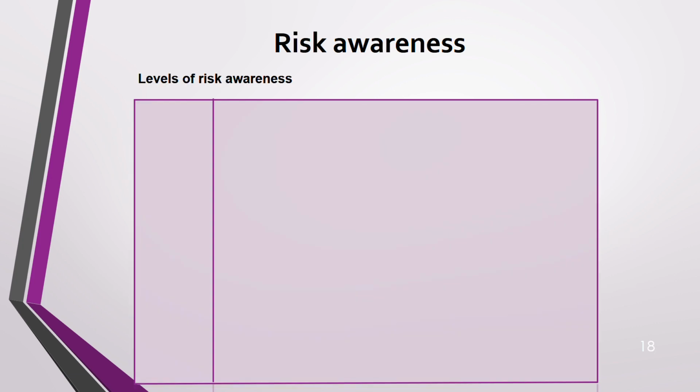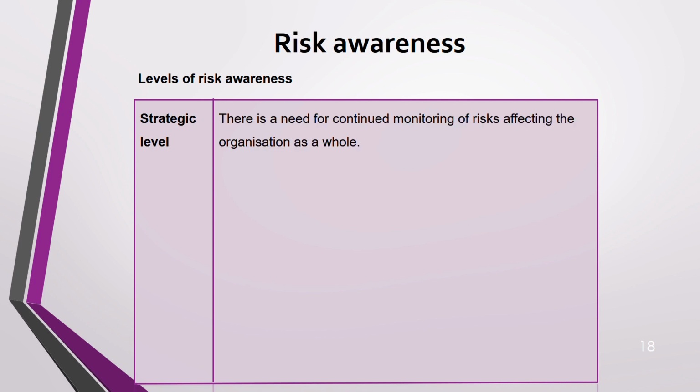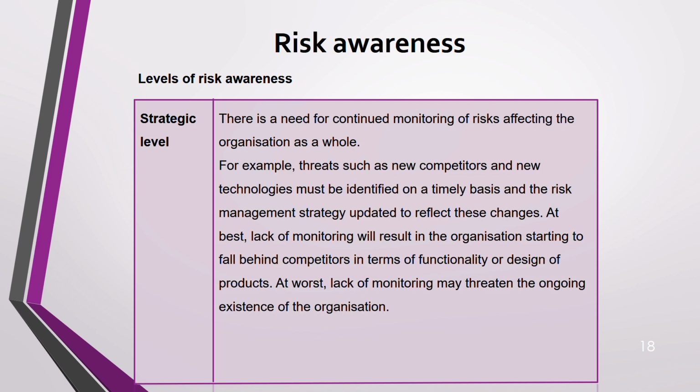Now, there are levels of risk awareness. Number one, strategic level. There are three levels: strategic, tactical, and operational. Strategic level says what? The organization monitors the risk affecting the whole organization as a whole, like a big picture. Examples are new competitors coming, new technologies coming. So you have to make sure that you identify this on a timely basis. It should not be that a new competitor comes and you come to know after 1 month that there is a new competitor. No.